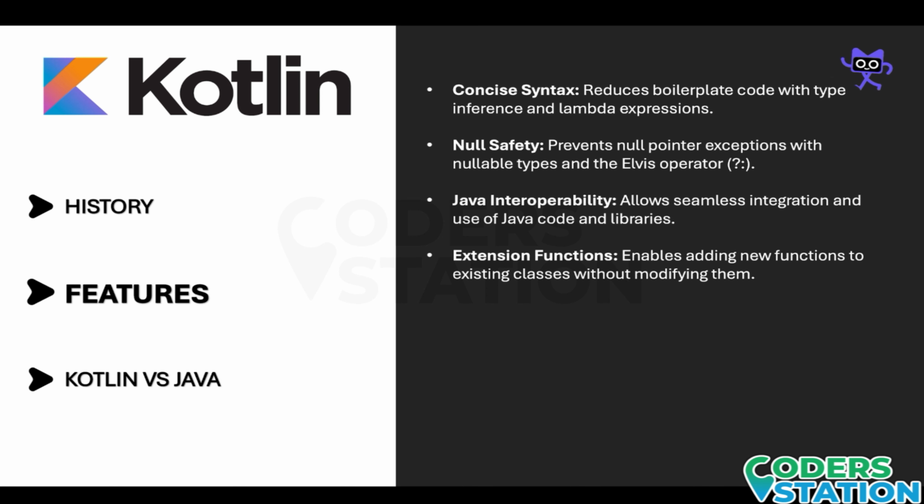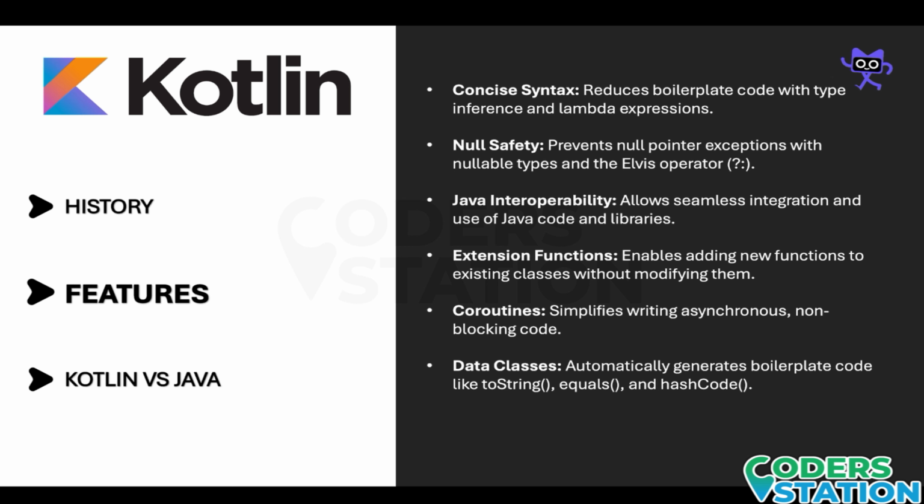It also has extension functions, which enable adding new functions to the existing classes without modifying them. It also has coroutines. Coroutines are basically like threads which help you write asynchronous code or non-blocking code. And data classes, obviously, where functions like toString, equals, hashCode, and many more are generated for you. It also has a very rich standard library, which provides a lot of powerful utility tools and functions.